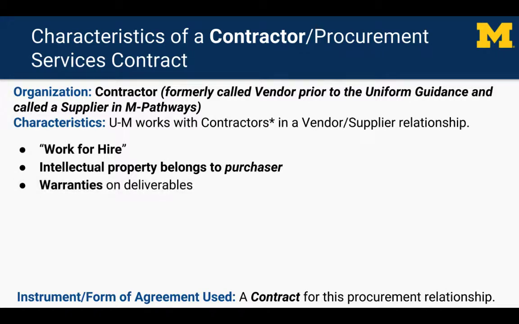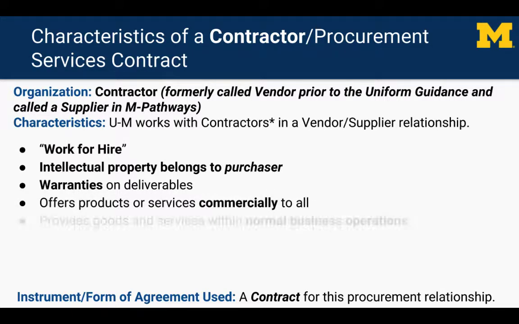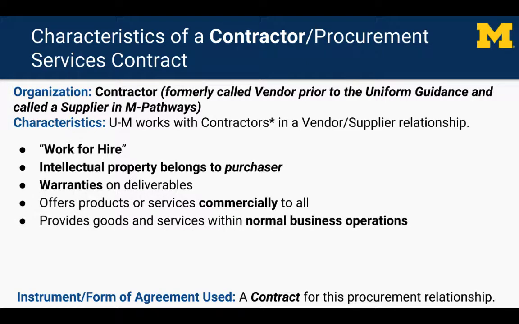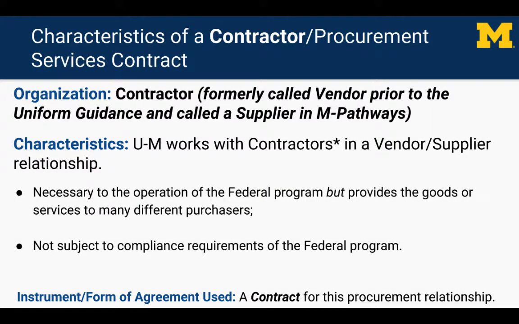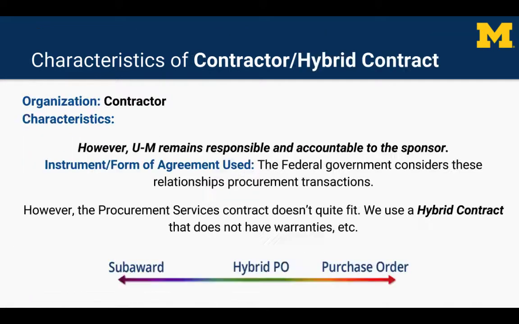U of M can expect the contractor to offer the products or services commercially to any organization wishing to purchase them, provide the goods and services within normal business operations, and operate in a competitive environment. These contracts are ancillary, or in other words, the organization provides necessary support to the study, but U of M remains ultimately responsible for the outcome of the program.